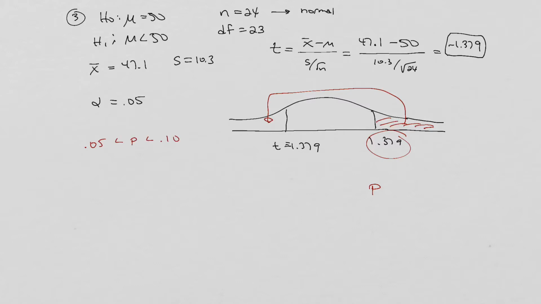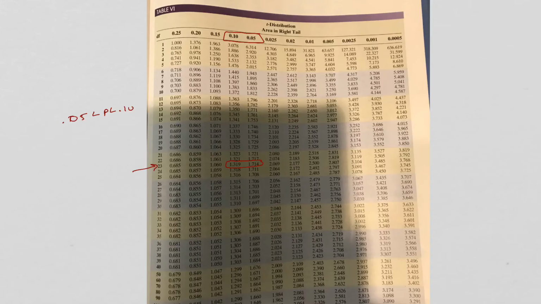All right. So if my p-value is between 0.05 and 0.10, that means the p-value is bigger than alpha. And if you remember, when your p-value is larger than alpha, we do not reject the null hypothesis. Okay. So that is number 3. Right? Let's jump into number 5. I might need this later, so let me clean this part up a little bit.